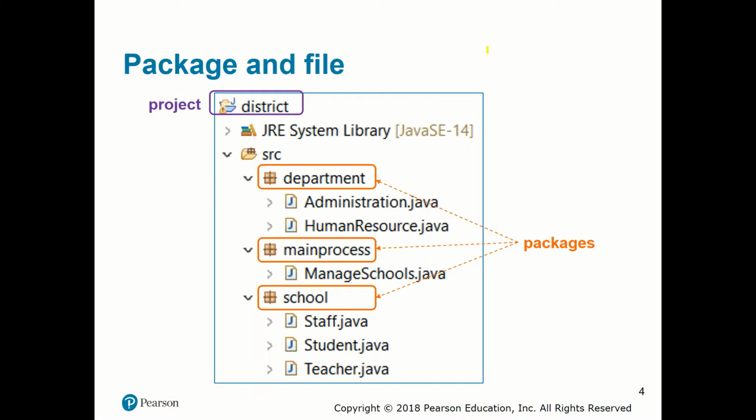I will explain packages and files. You can create multiple packages like this: department, main process, and school under one project. And you can store multiple Java files under each package. So this is the package and this is the Java file. On the department package, there are two Java files. On the main process, there is only one Java file. And on the school package, there are three Java files.